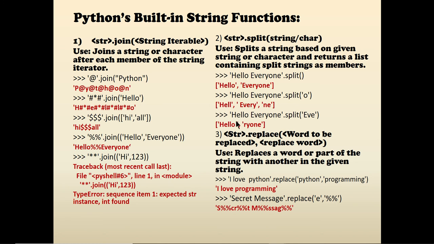Look at the third example, "hello everyone".split("eve"). I have given this to make you understand that it is not only one single character, you can give a sequence of characters as well. EVE is the string based on which I want to split. Before EVE is "hello ", so that is the first member. After EVE, whatever is remaining will be considered as the second member. It will split the string and generate a list based on the split string you have given.